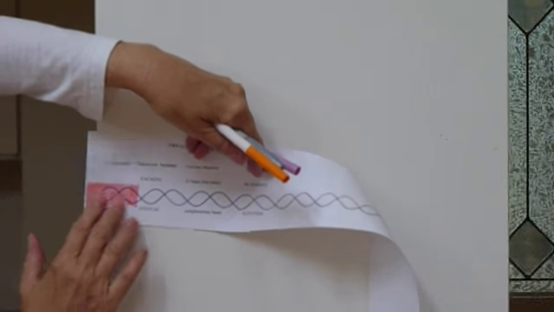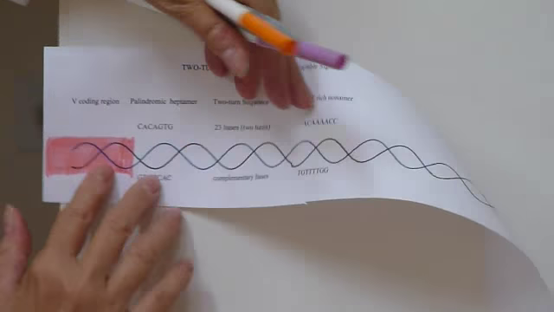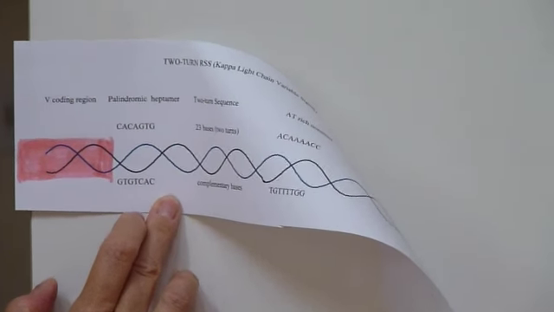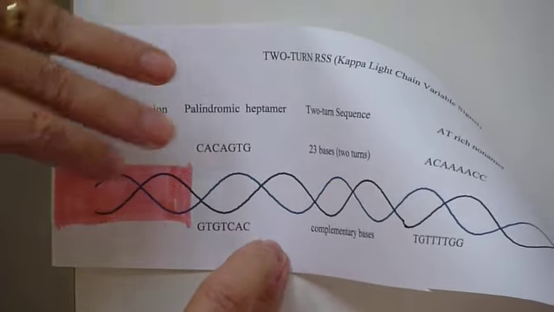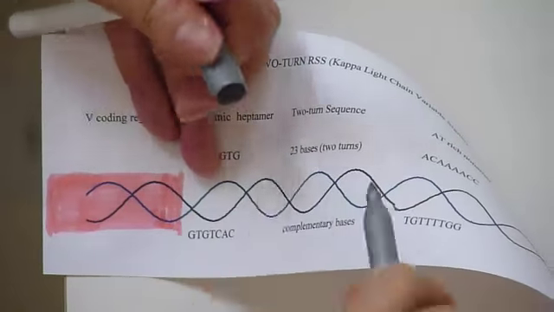So let's go and do one of these. Let's take a look at the recombination signal sequence. If you will recall, I do the variable gene region in pink, and here I've got the variable region that I'm going to use, and immediately downstream from this is a 7-base nucleotide sequence. It's 7 bases, so it's called a heptamer.